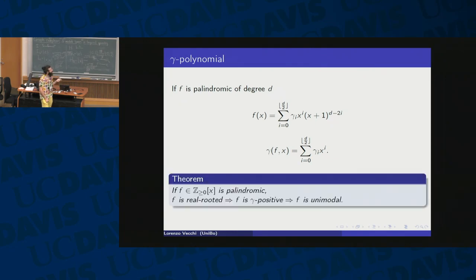Why is this interesting to us? Because we have this classical result that tells us that if a polynomial has non-negative coefficients and is palindromic, this chain of implication holds. F is real-rooted implies that f is gamma positive, which in turn implies unimodality. So we have Hilbert series, non-negative coefficients, Poincare duality, palindromicity, and we have unimodality thanks to the Hard Lefschetz theorem. Now we want to prove real-rootedness, so a nice stepping stone towards real-rootedness is showing gamma positivity, just as evidence in support of the real-rootedness conjecture.